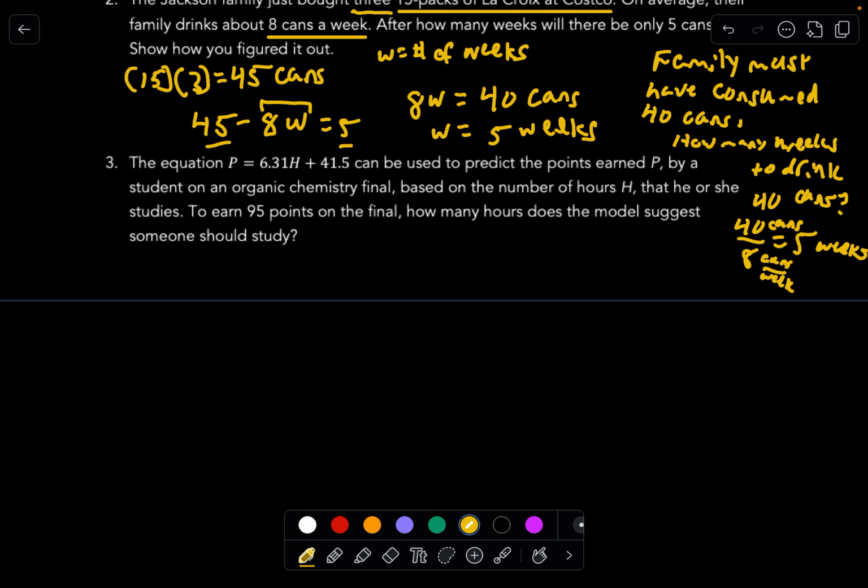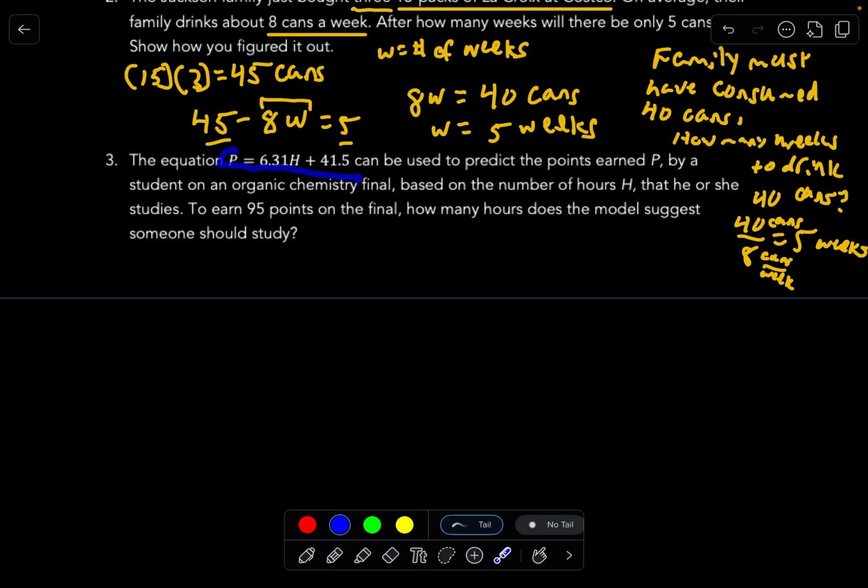So the equation, this equation right here, P equals 6.31 H plus 41.5, can be used to predict the points earned P by a student on an organic chemistry final, where H is the number of hours that he or she studies. To earn 95 points on the final, how many hours does the model suggest someone should study? Well, that's a great question.